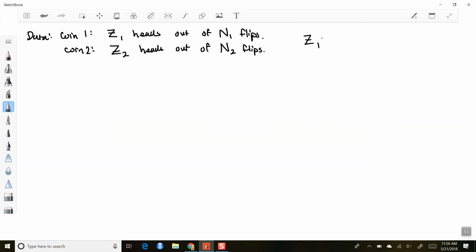Okay. So Z1 is just going to be the sum of your y1 sub i's from i equals 1 to n1, where y1 sub i comes from a Bernoulli with parameter theta 1, right? And so y1 sub i is either going to be a 0 or 1 as determined by your theta 1 parameter. And then Z2 is the same, just replace the 1s with 2s.